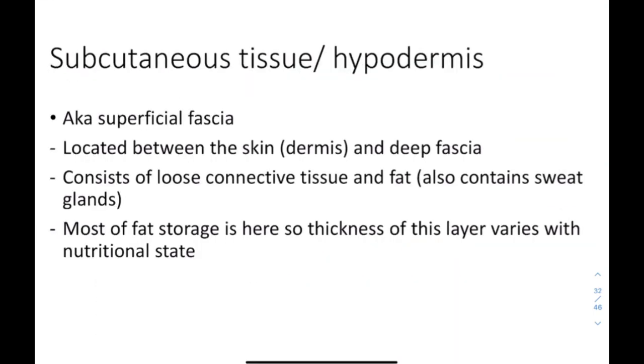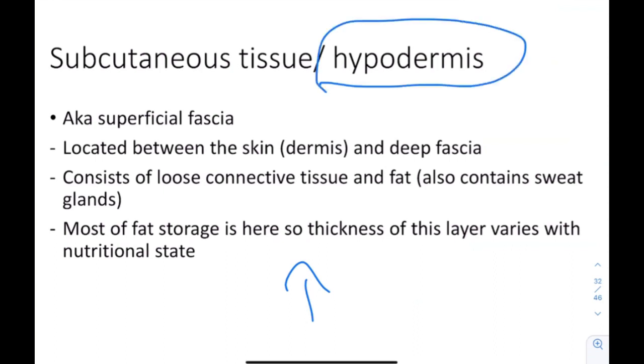Like I said, the subcutaneous tissue, or the hypodermis, or the superficial fascia, they all mean the same thing. It's located between the dermis and the deep fascia. It consists of loose connective tissue and fat. It also contains sweat glands, like I just showed. And most of the fat storage is here. So the thickness of this layer varies with nutritional state. That means the more obese a person is, the thicker this layer will be, because this is where fat is stored.